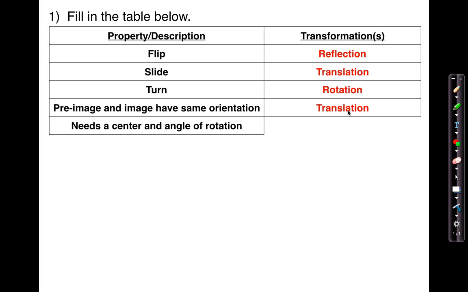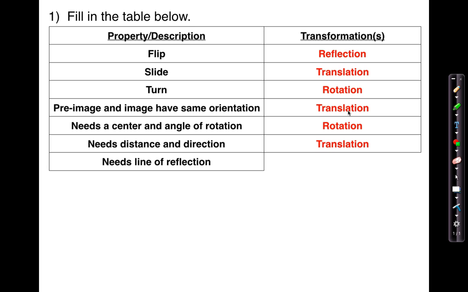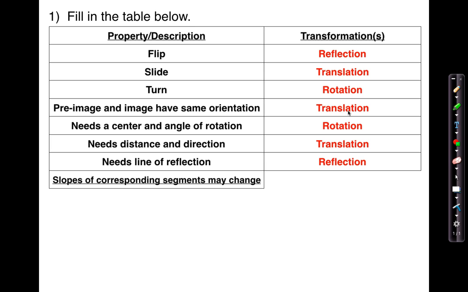Okay, which one needs a center and angle of rotation? I'm going to go ahead and say rotation. Okay, so far we've only done everything around the origin, but later down the road you may do rotations starting at a different point. Okay, it needs distance and direction. That's definitely going to be a translation. We need to know how far and in which direction, up or down. Needs line of reflection. That kind of gives it away. Definitely reflection.